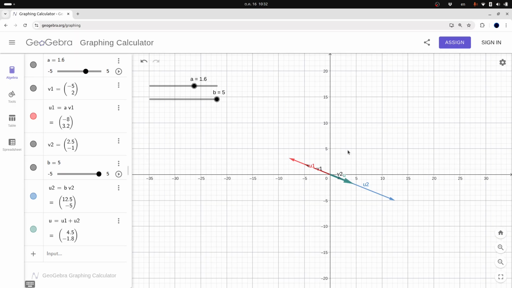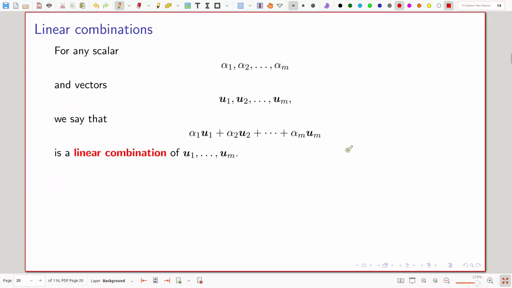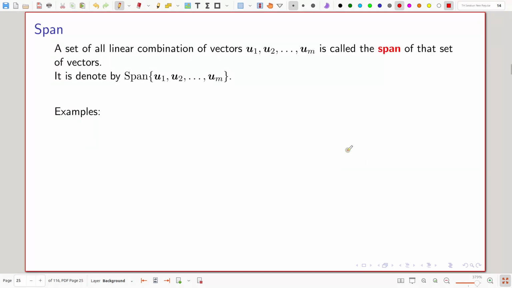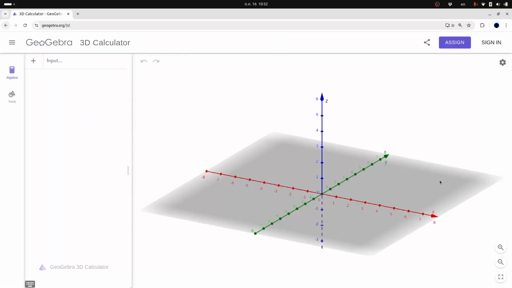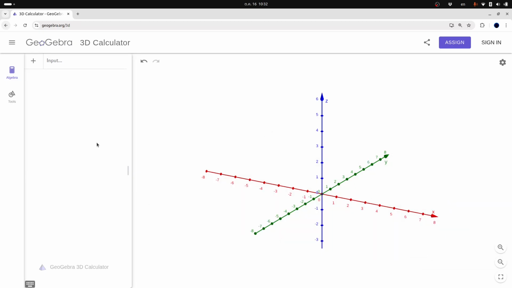Again, if you have a vector, you can have linear combinations of vectors, and you can also have the set of all linear combinations, which we denote by span. So let me move to the 3-dimensional case. Let me do the same thing. Let's say v1.